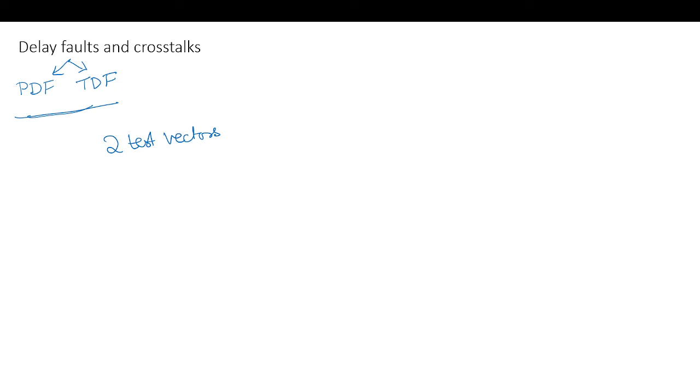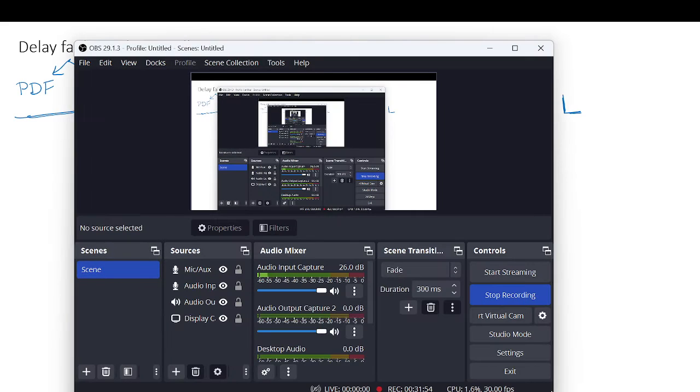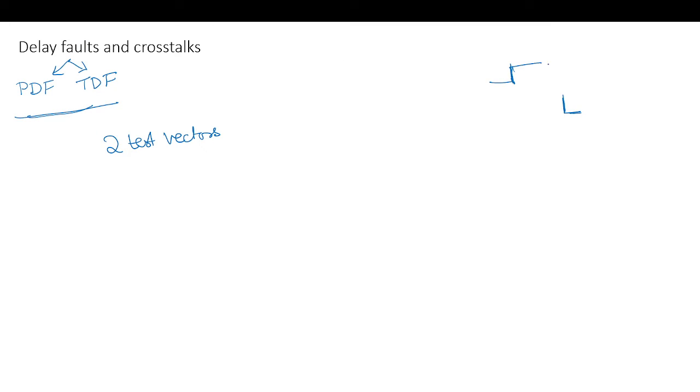That is, say I have this transition, and again we have to capture that transition. Is the session recorded? Yes, the session is recorded. So we need two test vectors. First is to activate that delay effect and the transition. So we need to capture this transition. So we need two vectors.